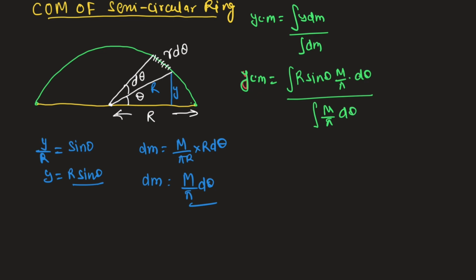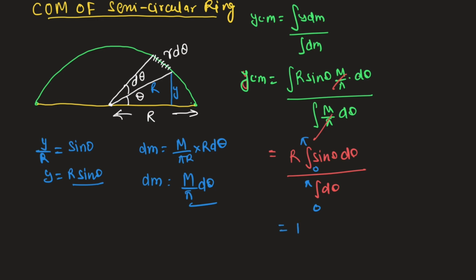Now if you see, this m by pi and m by pi get cancelled, so what I can write here is r sine theta d theta divided by d theta. Now if I integrate this, the integration will be from 0 to pi, and here also 0 to pi, because the minimum value of theta can be 0 and the maximum value can be pi.